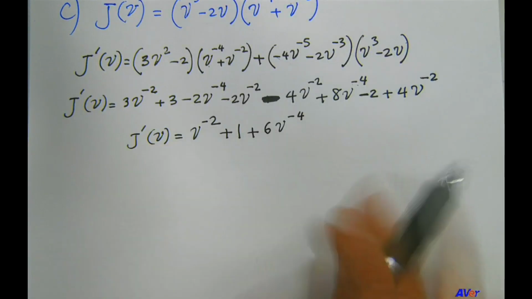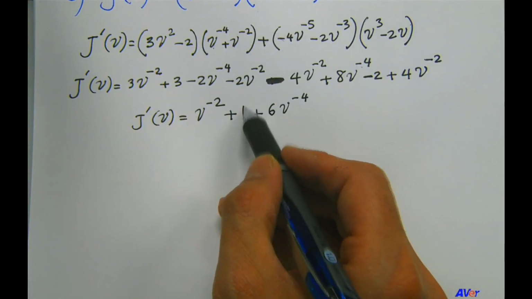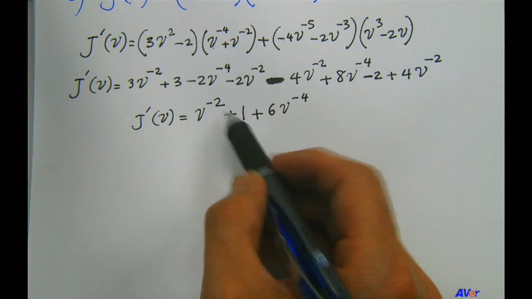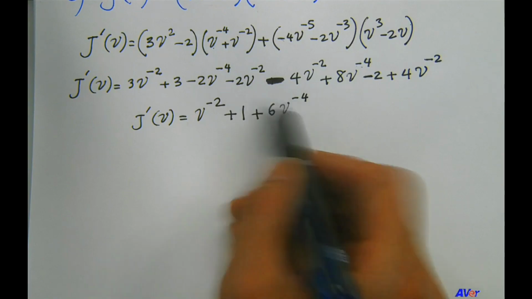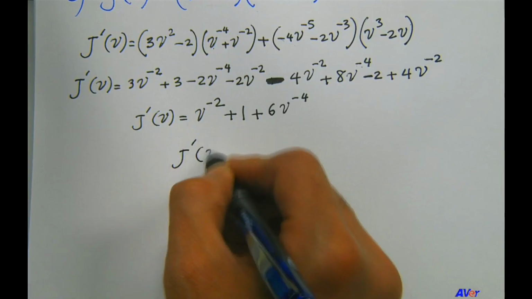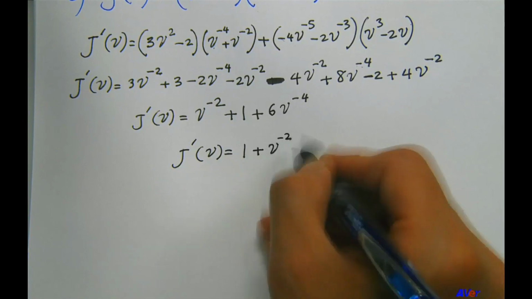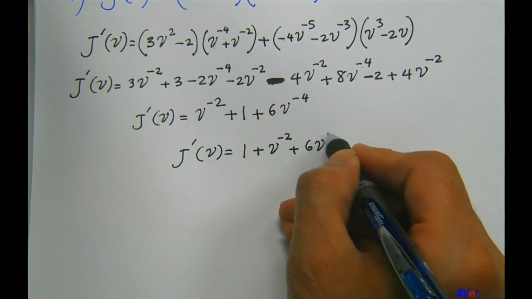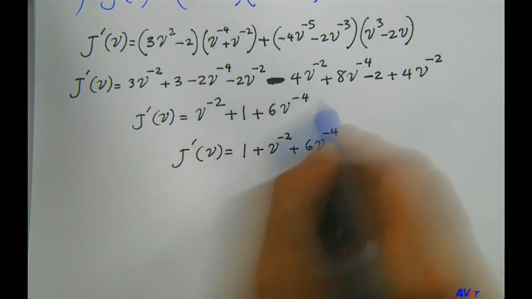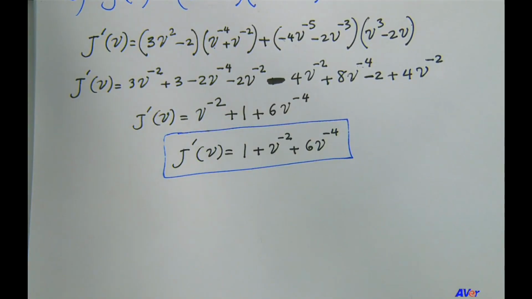rewrite this and clean it up a little bit in the descending order of power. Of course, here would have the highest power because the power of v here is 0, and then -2, -4 would be in the descending order of power. So we can rewrite this, in a more organized way, as 1 plus v to -2 power plus 6 times v to -4 power. This is fine too, but the final answer is a little more organized. That's all.